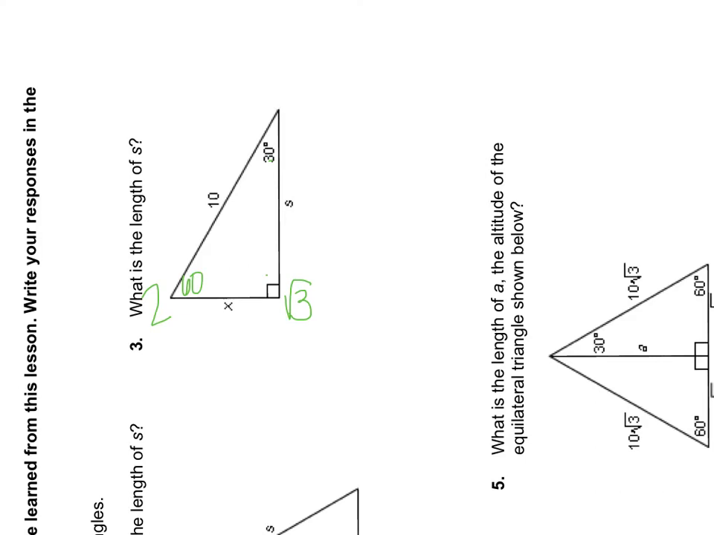I have my 10. I cannot go this direction because there's no magic number there. So stop. It can't happen. So I have to go the other direction. So I have to go down. To get to this side, I'm going down, I divide. 10 divided by 2 is 5. To get S, I have to go up to a bigger side, so I'm going to do 5 times the square root of 3, which I'm just going to leave as 5 square root of 3.